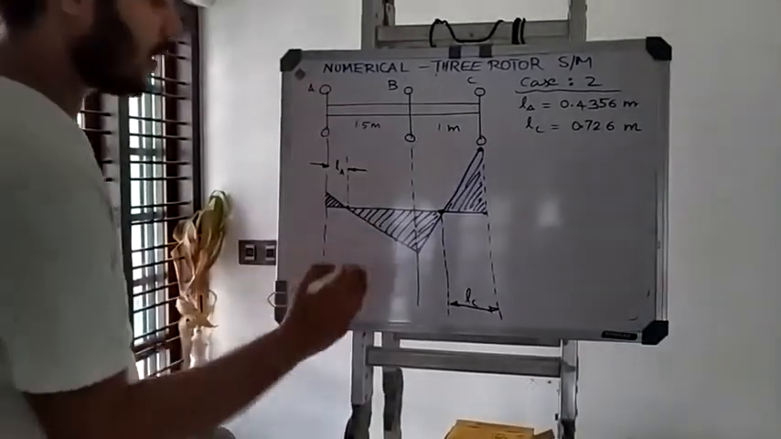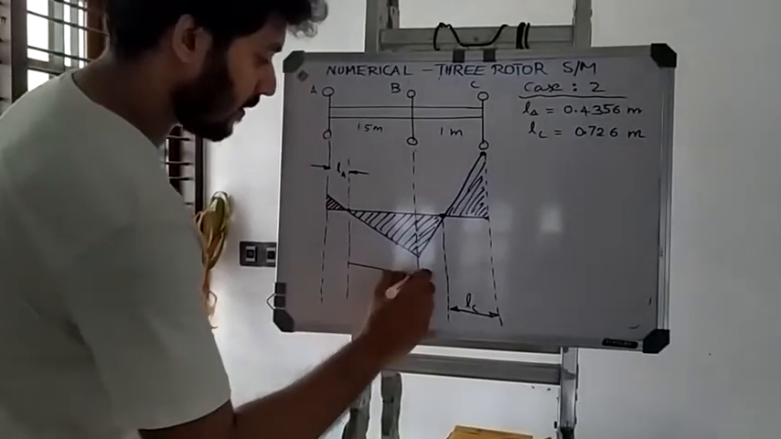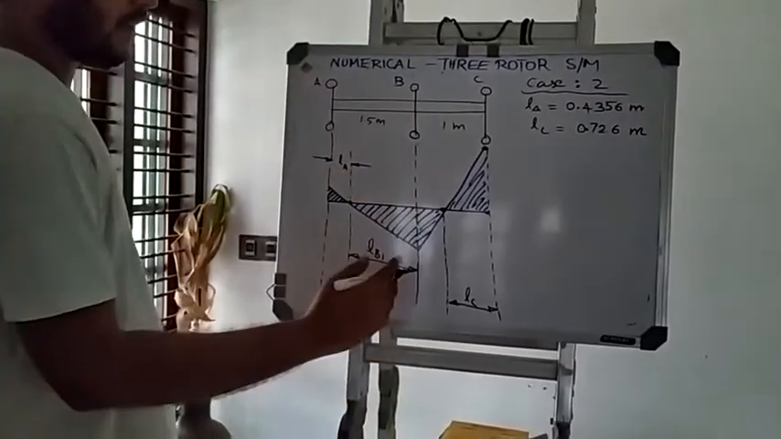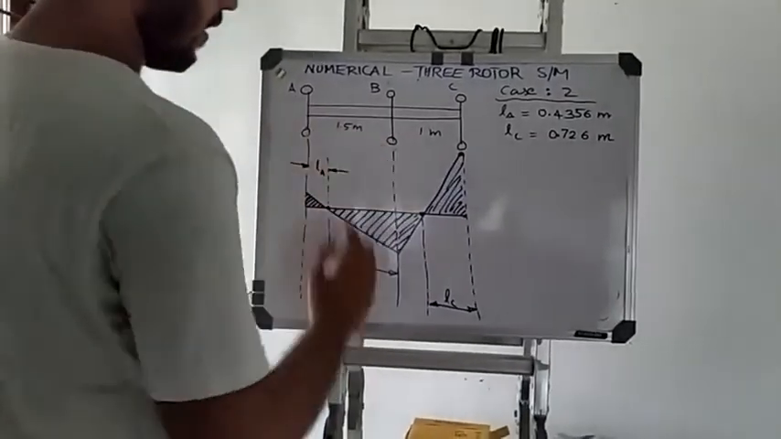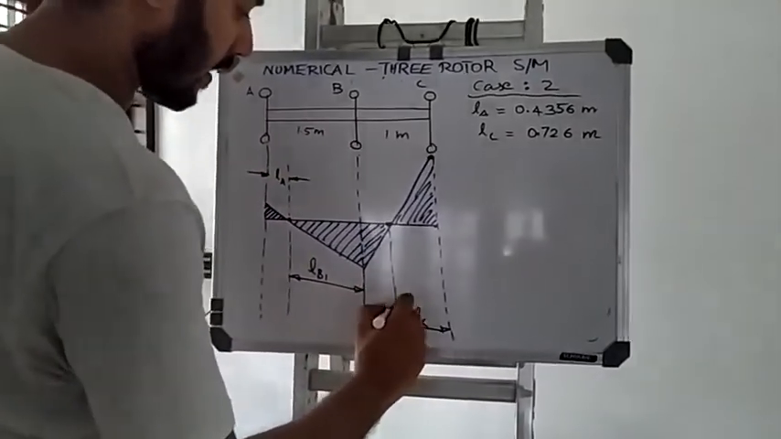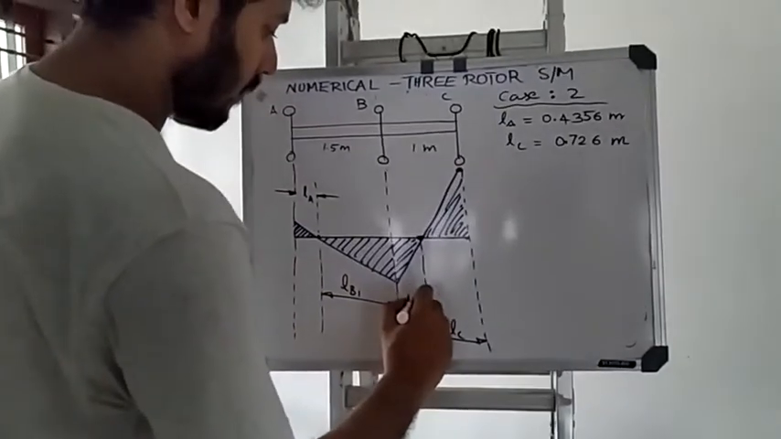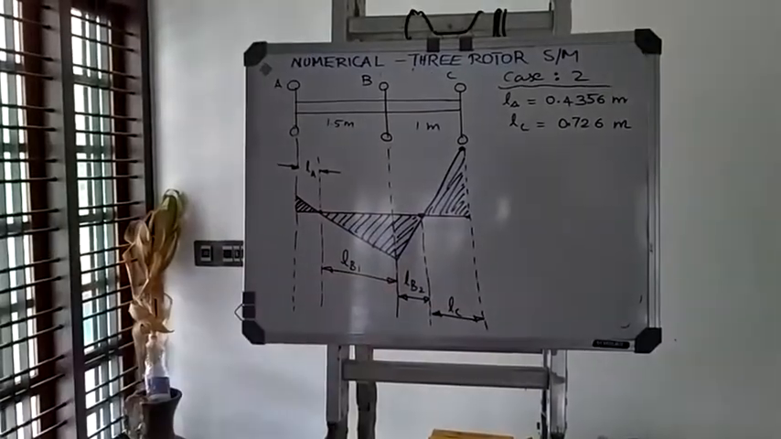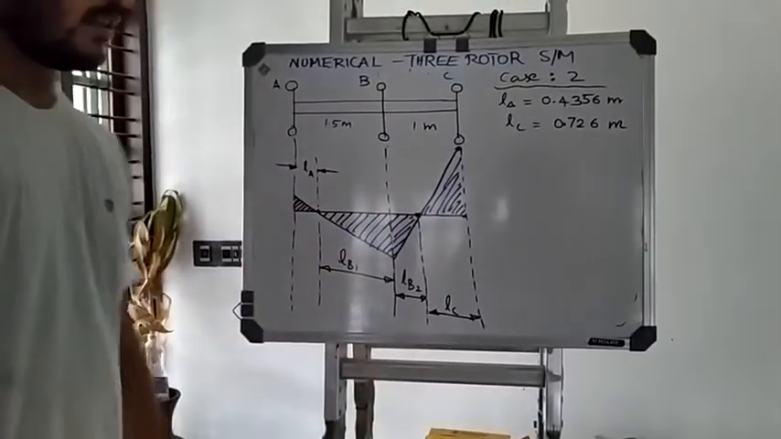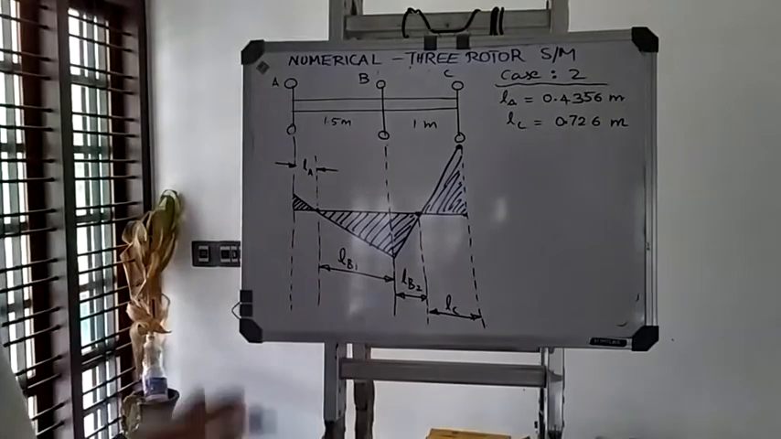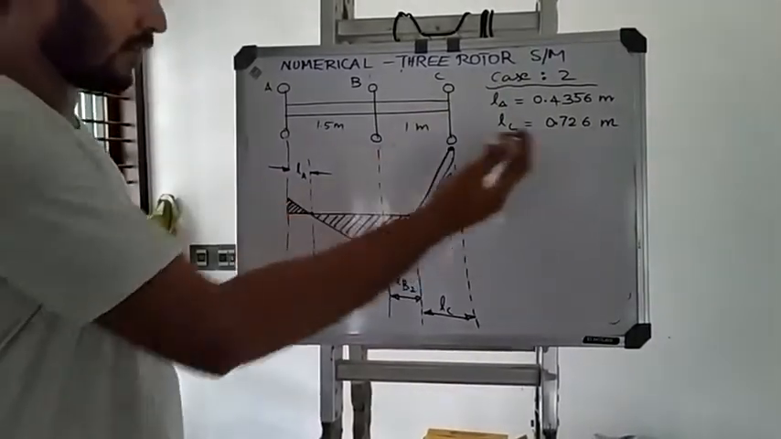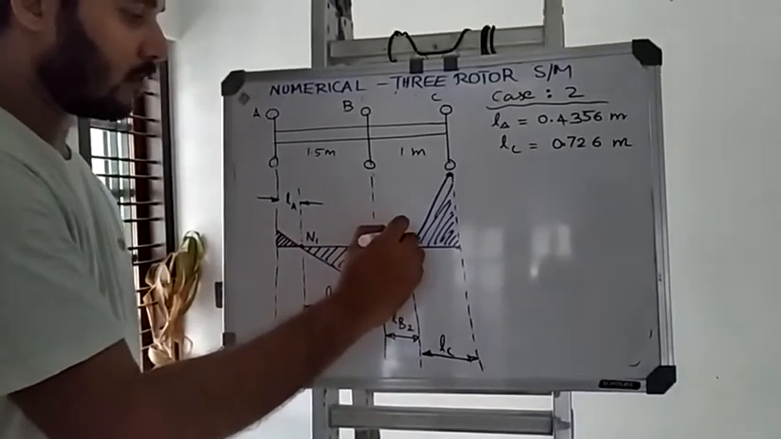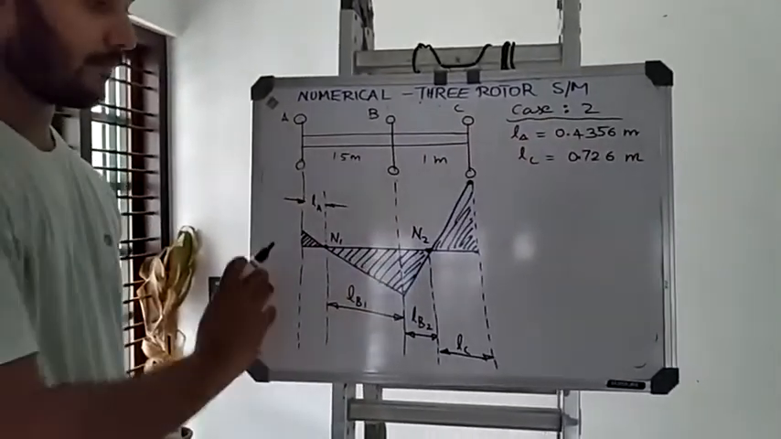Now, within this one, we can mark this dimension as LB1, the distance from B to the node between A and B, and you can mark this distance as LB2, the distance from B to the node between B and C. Pause the figure, note down the figure and look into it carefully, using these sets of values, to see how we are obtaining node 1 and node 2 in this case.